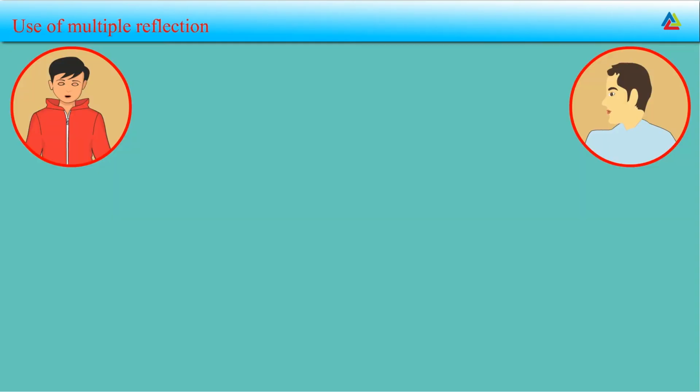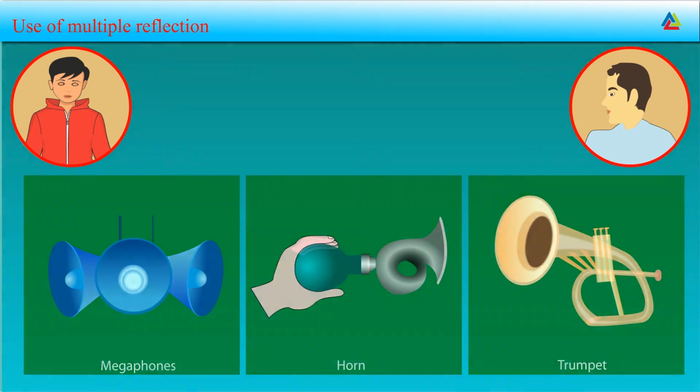What are the uses of multiple reflection of sound, Dad? Megaphones, horns, and musical instruments like trumpets use the principle of multiple reflections. In these instruments, a tube followed by a conical opening reflects sound to guide most of the sound waves from the source in the forward direction towards the audience.